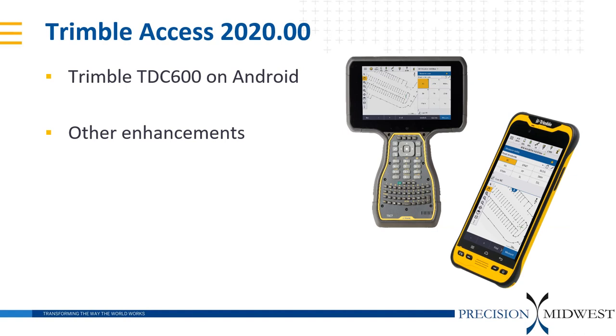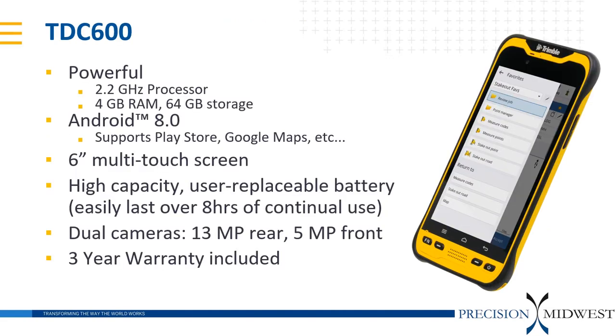Along with Windows 10 devices, Trimble Access 2020 can be run on the TDC 600 for Android. It's a powerful 2.2 gigahertz processor, 4 gig of RAM, 64 gig of storage, a cell phone basically. Runs on Android 8.0, Google Play Store, Google Maps, 6-inch touchscreen, high capacity battery, dual cameras, 13 megapixel rear, 5 in the front, and a 3-year warranty.